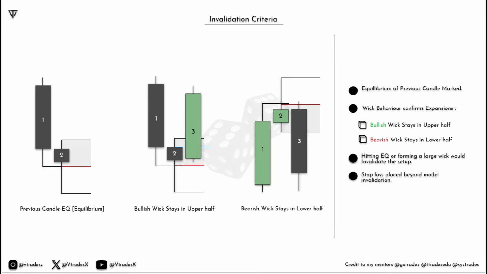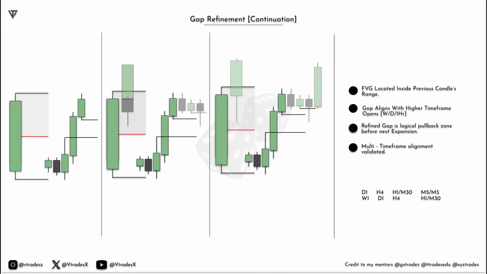I don't like chasing price. I let price come back to me. I'm looking for fair value gaps inside the previous candle's range that line up with higher time frame opens, weekly, daily, or 1 hour. That refined gap becomes my pullback zone. You'll see price expand, pull back into this gap, and then continue. That pullback is the opportunity, not the breakout.